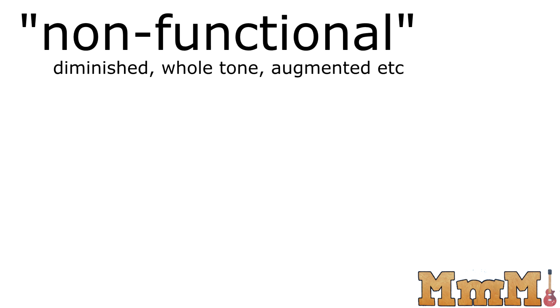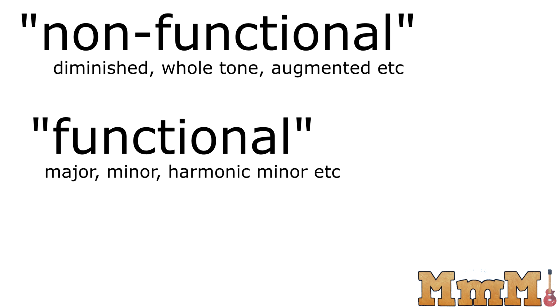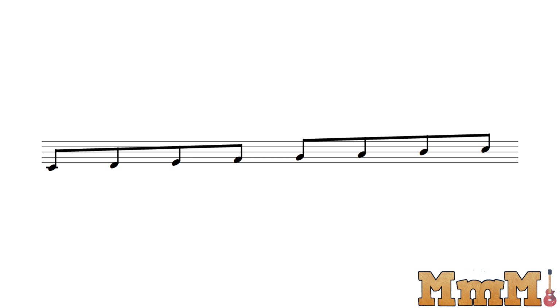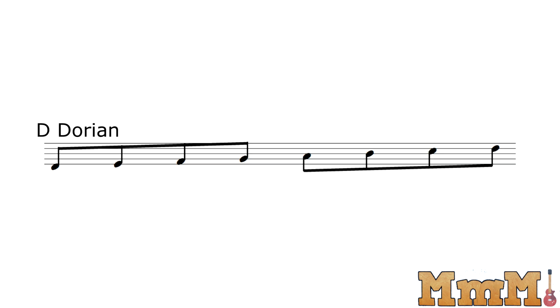Because of the repetitive, pattern-based nature of symmetrical scales, they don't feel like they have a home or a tonic. We describe this as non-functional, as opposed to functional scales like the major scale, from which they behave very differently. If you were to play a mode of a major scale, that mode would have a very different sound to the initial major scale. It has a different tonality and feel altogether. For example, if we play a C major or C Ionian scale, but start it from the second degree, the sound that we get is very different. We are now playing a D Dorian scale.